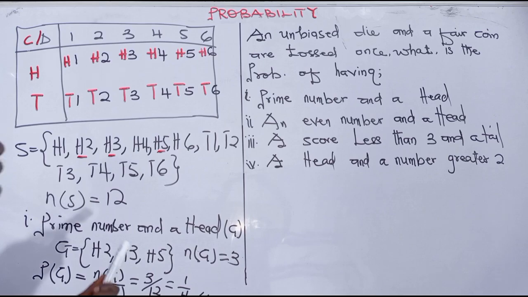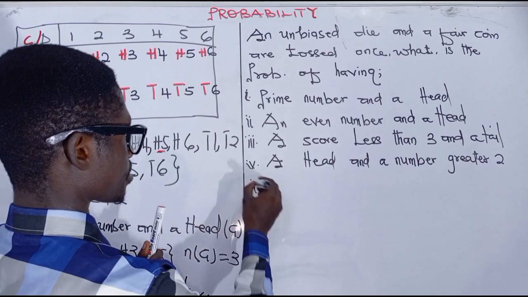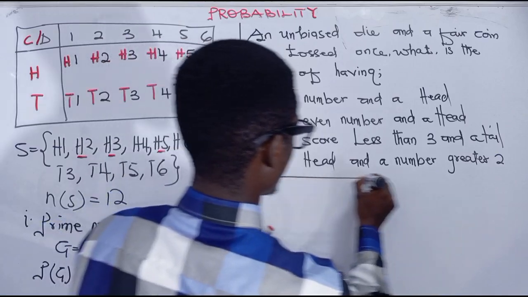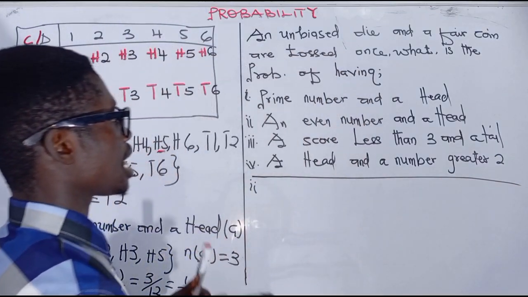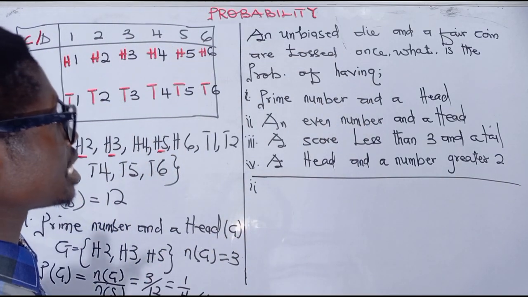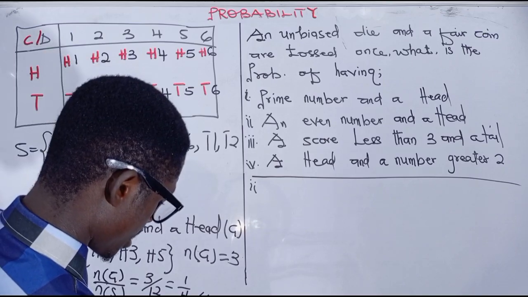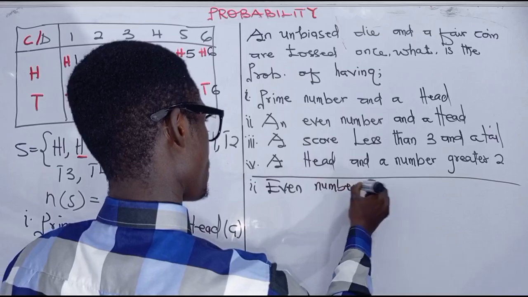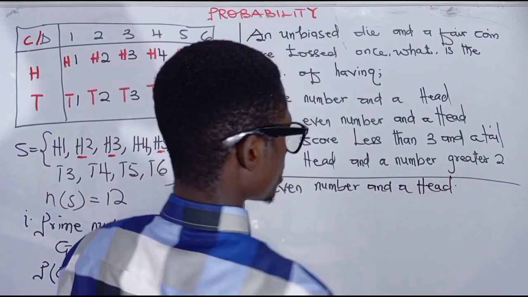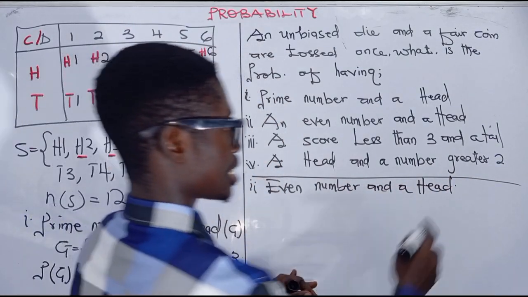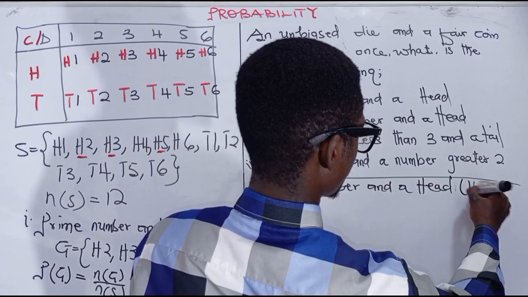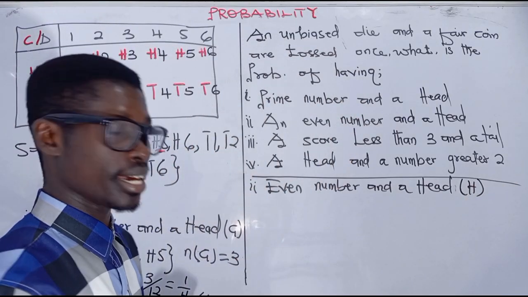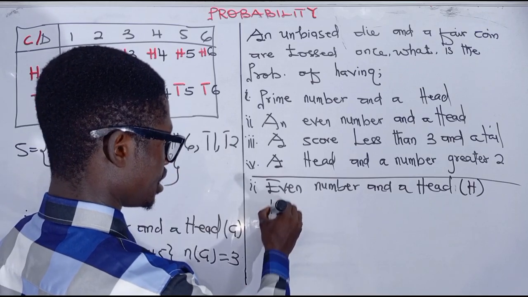Let's look at II. So with II, we are to obtain an even number and then head. So we have even number. Let's use the letter H to denote the event of obtaining an even number and then a head. So we have H.